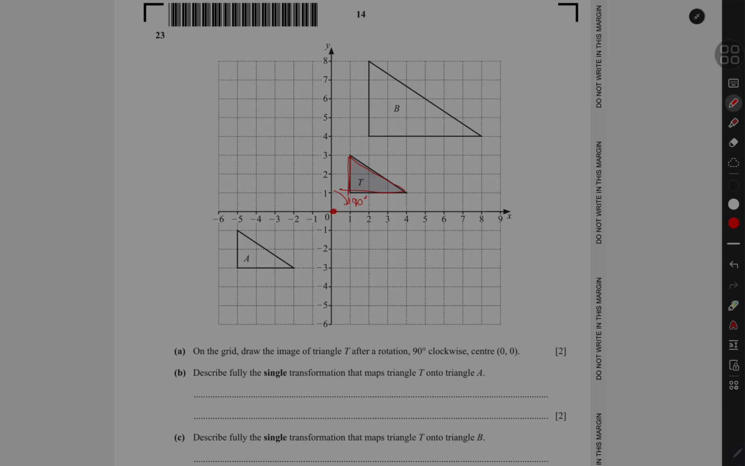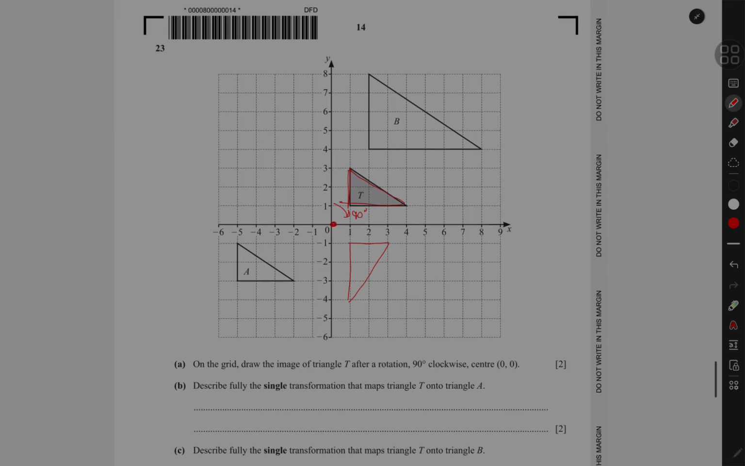So after a 90 degree rotation clockwise, that would be here and here and here. Yes, I think that's how it should be. But you can just check if this is correct. You can just use the sketch paper, carbon paper, something like that.